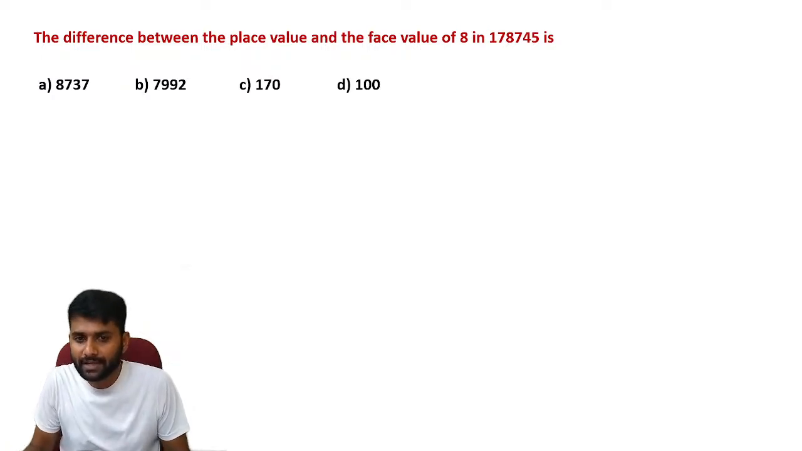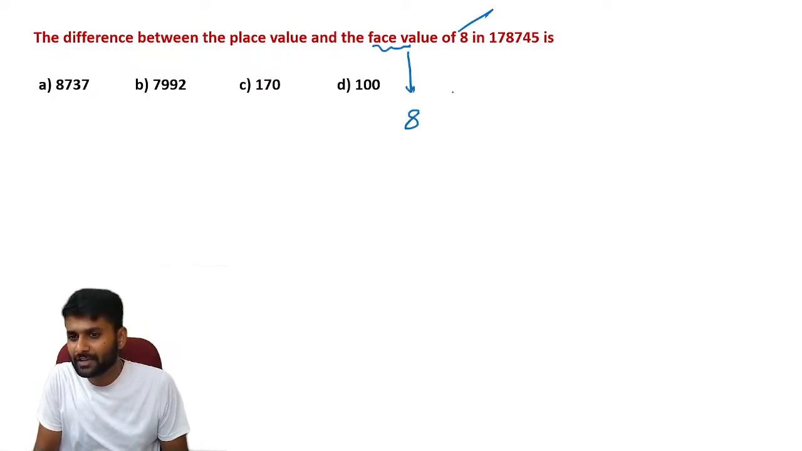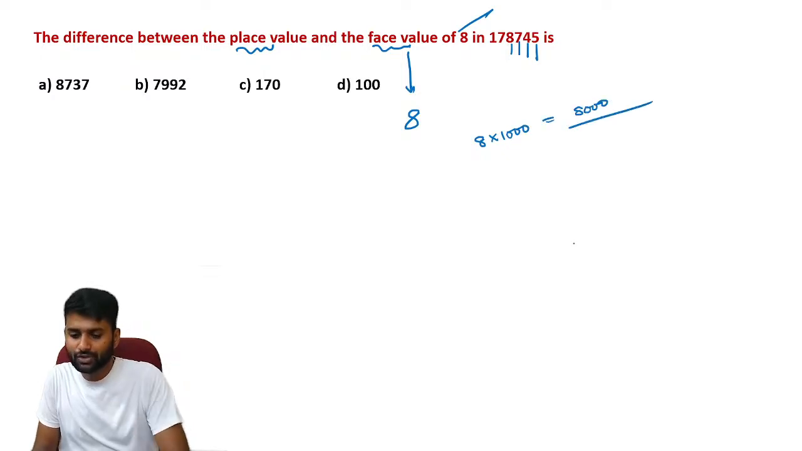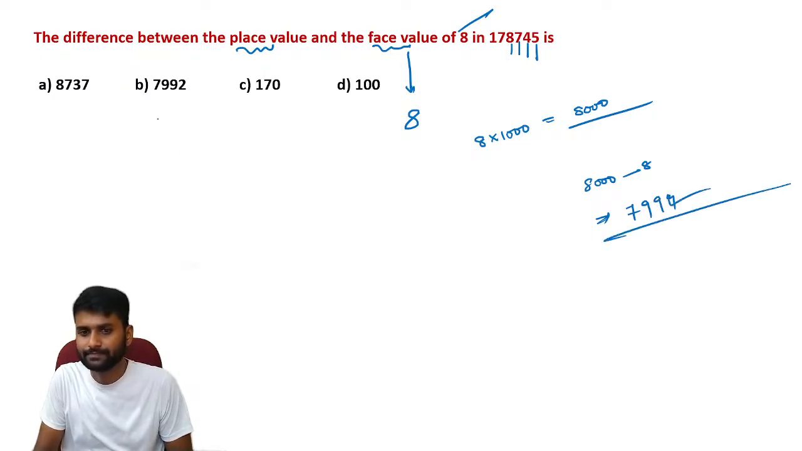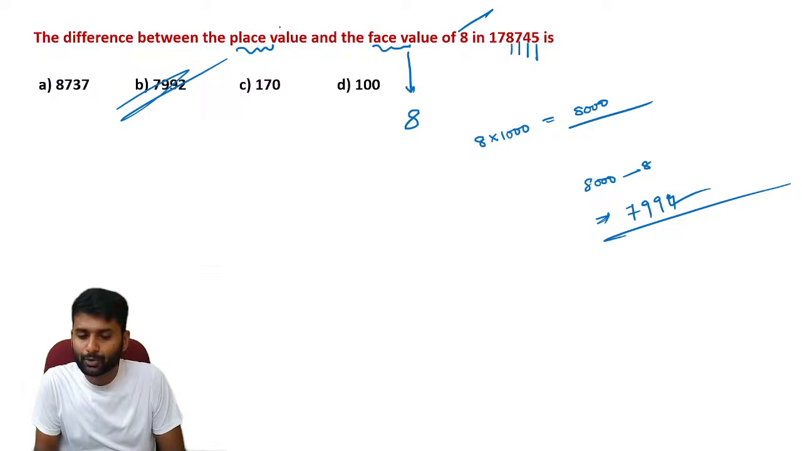See this question: the difference between the place value and face value of 8. The face value of 8 is always 8 itself. But what about the place value? You see the ones place, tens place, hundreds place, thousands place. Here the thousands place means the total value is equal to 8,000. Here the question is the difference of 8,000 and 8. The difference is 7,992. It's all about place value and face value.